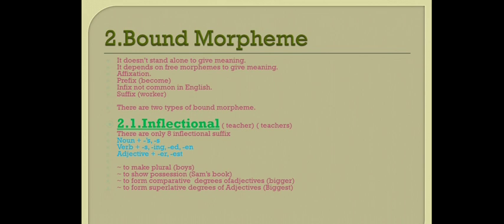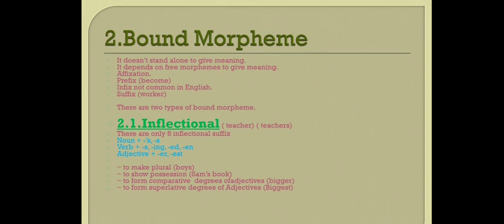One more thing that you have to keep in mind is that when you add inflectional morphemes to any root word, you cannot further add any derivational morpheme after them. So this way, you cannot make any further addition.